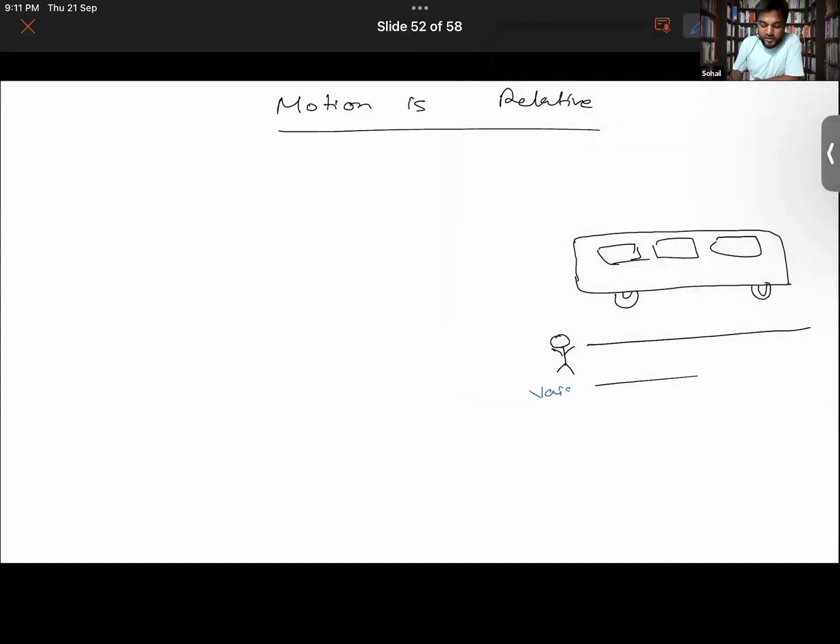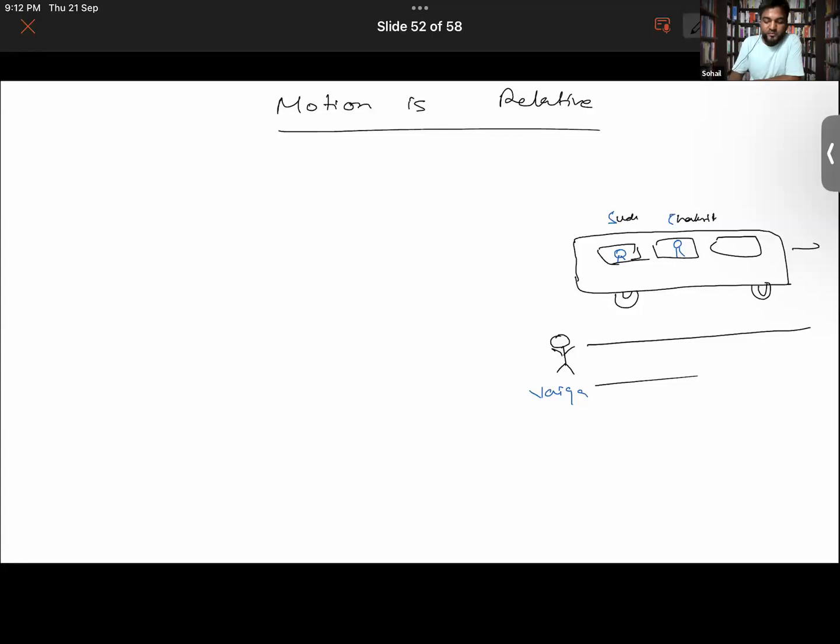This here is, let's say, Vaiga, and here Sundus and Chakrika are sitting. Now, if I were to look inside this bus, I will see that both Sundus and Chakrika are at rest. Let's say in this bus, Sundus and Chakrika are traveling somewhere.